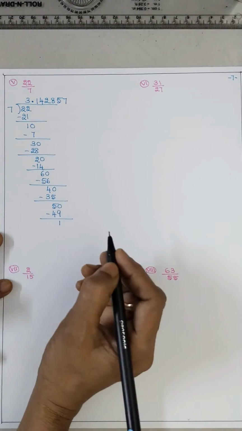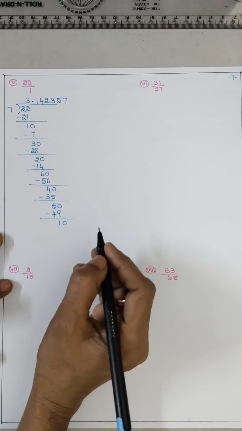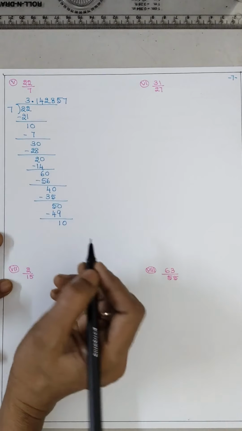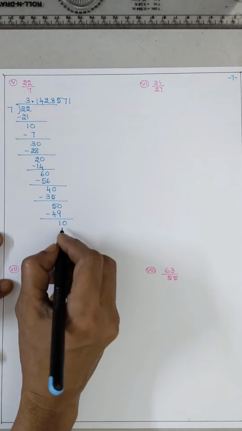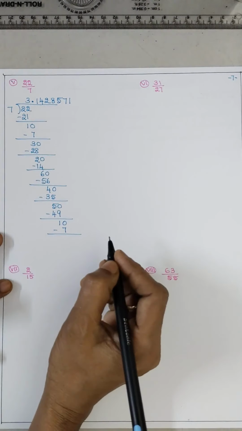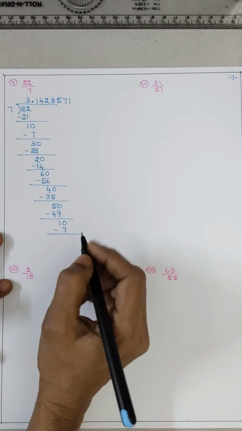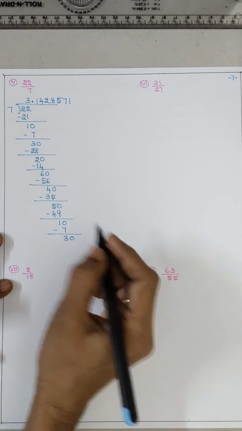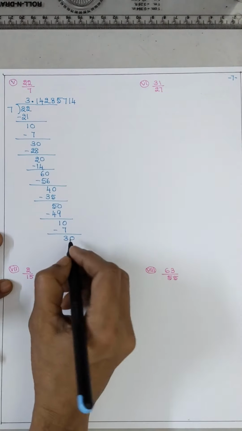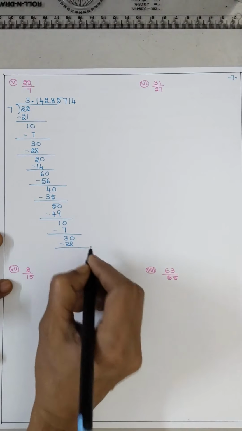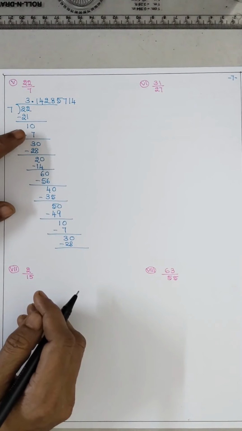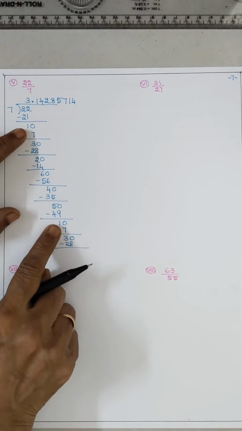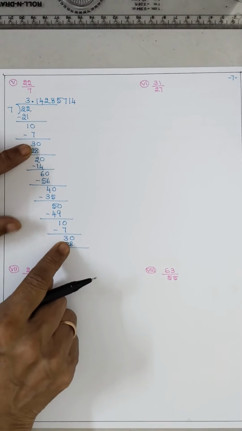10 minus 9, 1. Take an extra 0. 7 how much za? 10. 7 1 za? 7. 10 minus 7, it is a 3. Take an extra 0. 7 4 za? 28. Is it repeating? It is 10, 10, 30, 30.